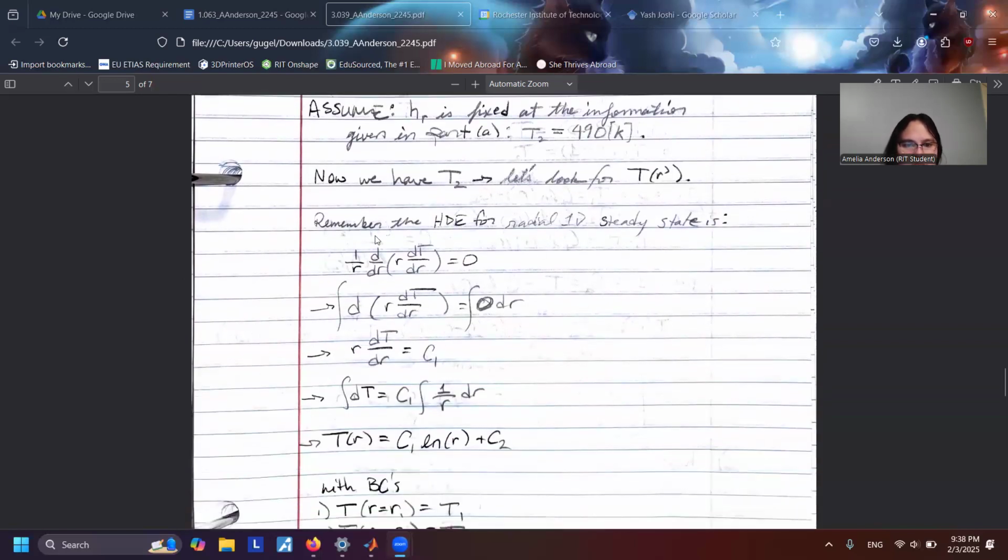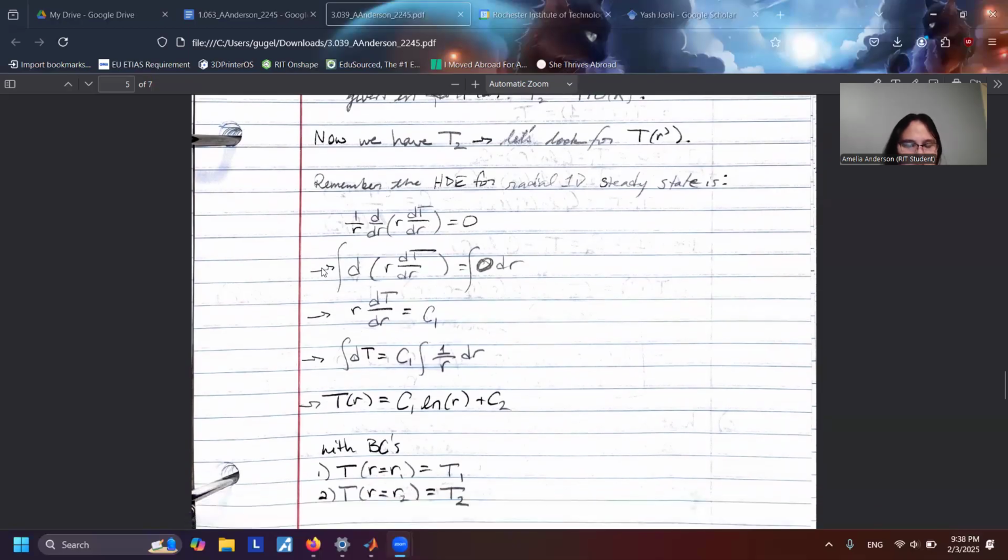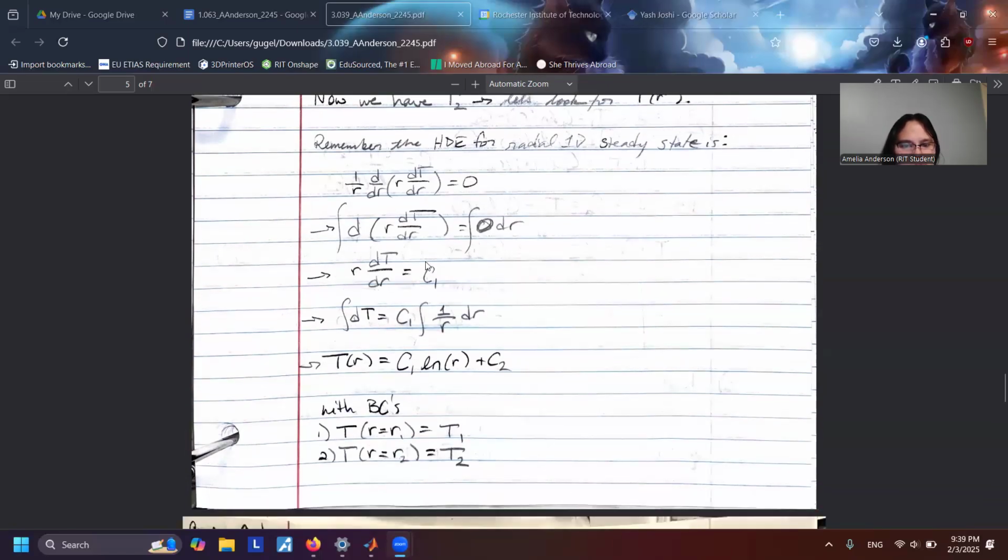So if we remember here, the heat diffusion equation for radial, one-dimensional, steady state, no heat generation, it's this. A little bit of basic calc. We get rid of that radius here. We just multiply it across, but again, it's a 0 on this side, so it's gone. Move over the dr and integrate. Or actually, integrate both sides with respect to r. Same deal, even if this is written a little weirdly.